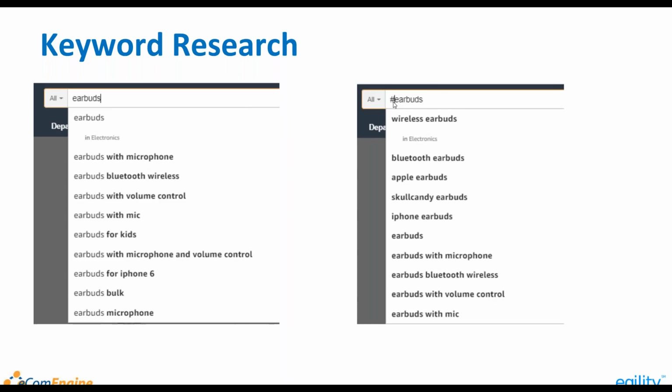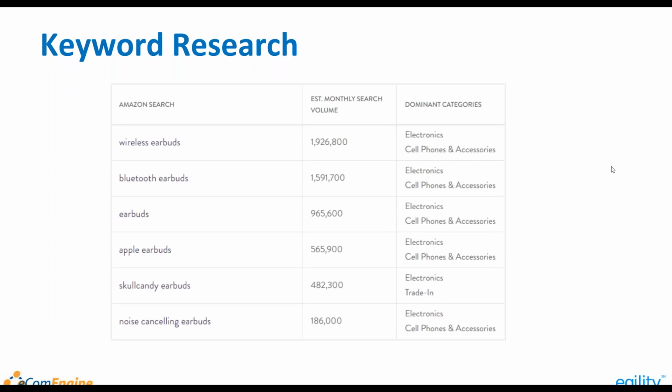And this is that hack. So on the right-hand side here, I've got that hashtag right before the term earbuds. And you can see what it does is it's giving me keywords that come before earbuds. So instead of earbuds with microphone, I've got wireless earbuds, I've got Bluetooth, I've got Apple, Skull Candy, iPhone, earbuds with mic. So there's several different types of search terms here that you're going to pull up if you use this little hack. So I suggest doing that as well.